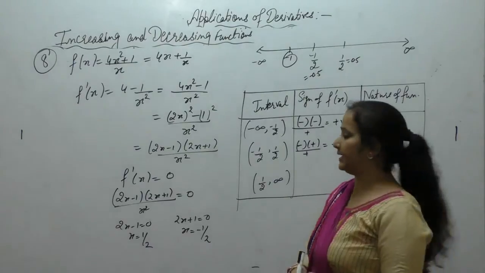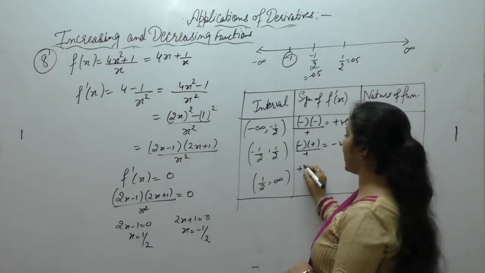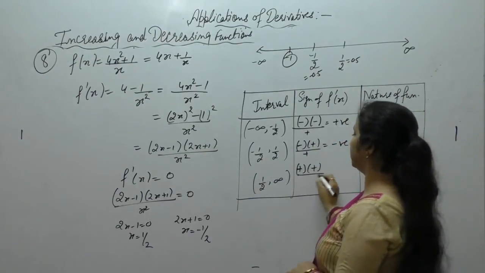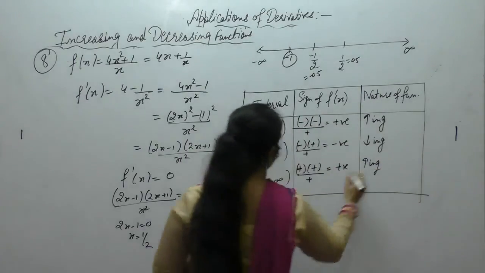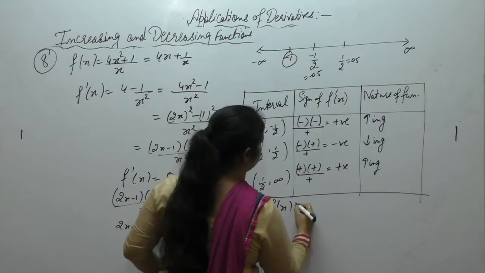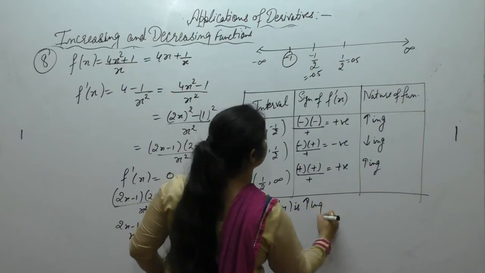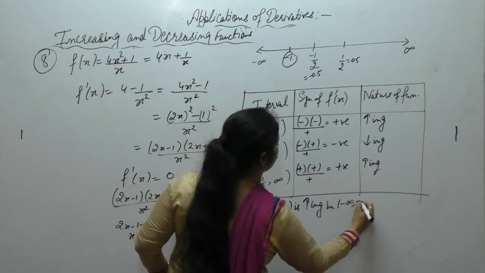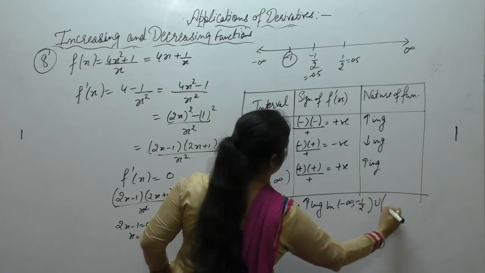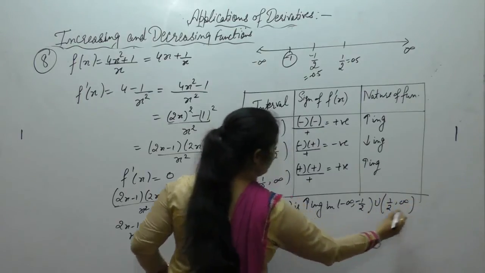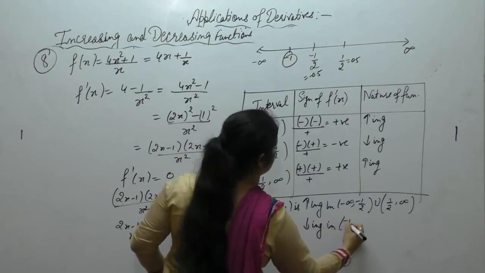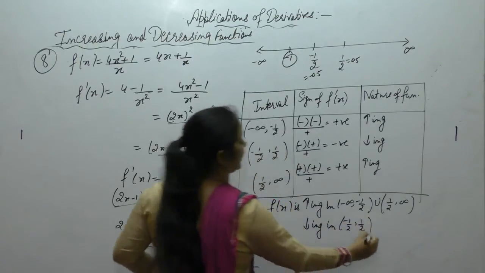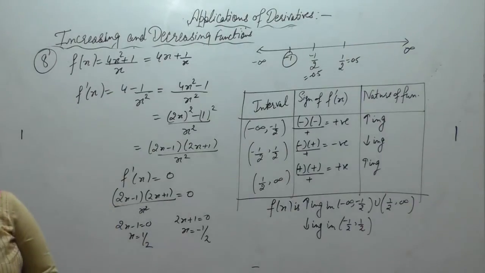0.5 to infinity, let the number as 1. 2 minus 1, 2 plus 1 and whole square will be positive. So, f of x is increasing in which interval? Minus infinity to minus 1 by 2 union 1 by 2 to infinity. And f of x is decreasing in minus 1 by 2 to 1 by 2.